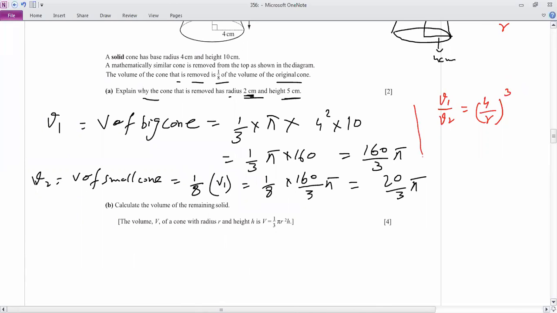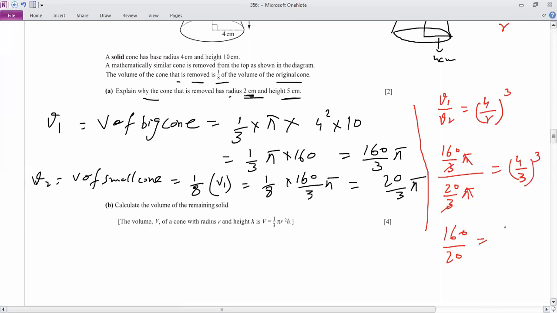So put the values here. What is v1? v1 is 160 over 3 pi over v2 is 20 over 3 pi. You can see this is 4 over r cube. Pi can cancel with pi, and 3 will cancel with 3. So you will be left with 160 over 20 is equal to 4 over r cube. Sorry, I wrote by mistake 3 instead of r. 4 over r cube.